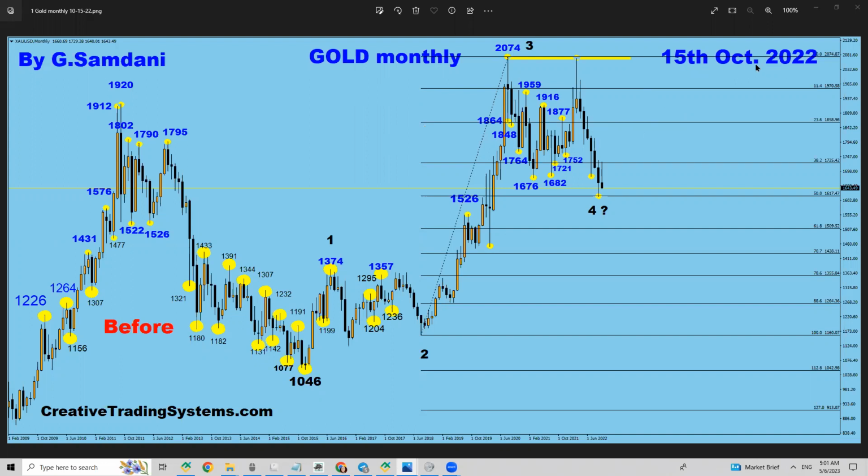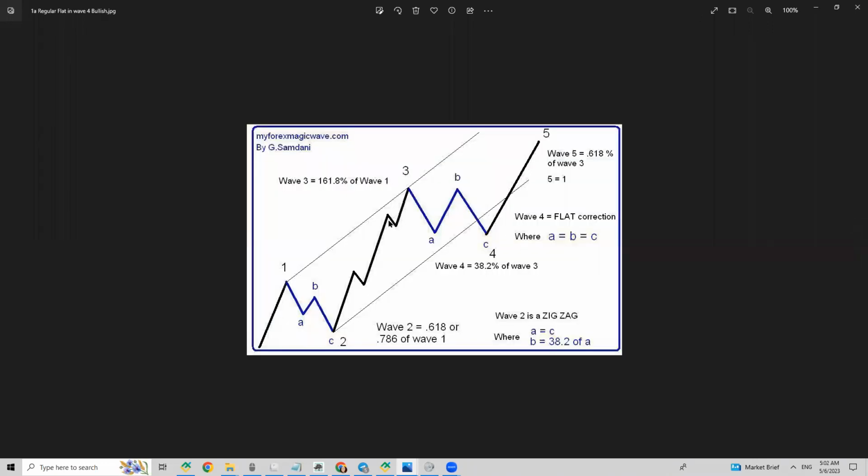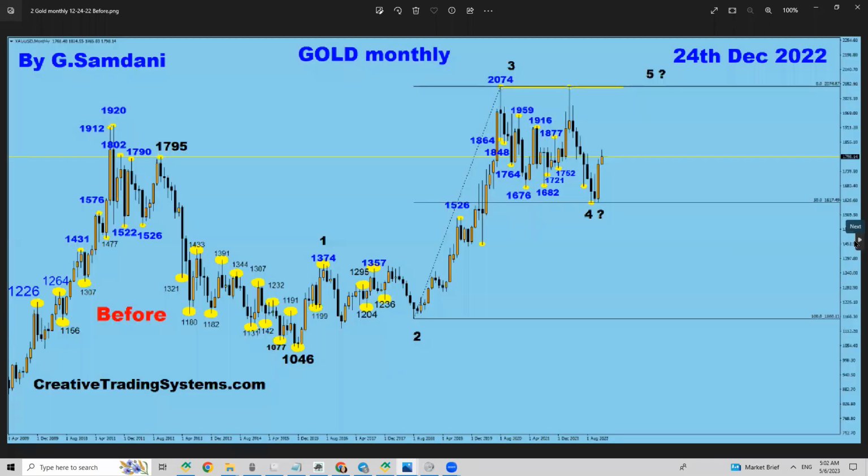First, 15th October 2022. This was an Elliott wave count 1, 2, 3, 4, and wave 5 comes to the upside. Here, this is the diagram that you follow: 1, 2, 3, ABC sideways correction, flat correction for wave 4, and then comes wave 5. So what happened to that chart? Slowly it started to go up, right?